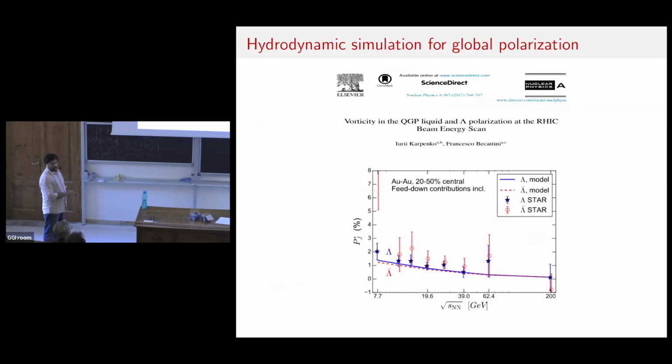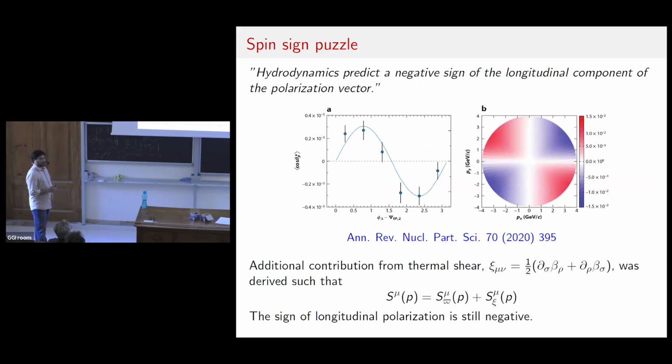Now, this exercise has been found to explain the global polarization measurements very well, as done in this article. And this tells us that the primary driving force for global polarization is thermal vorticity. However, the same exercise leads to a discrepancy if we want to study the momentum dependence of spin polarization, as is demonstrated in this figure. So the right side is the hydrodynamic prediction, which gives a negative sign in the first quadrant, and the left side is the experimental data, which has a positive sign.